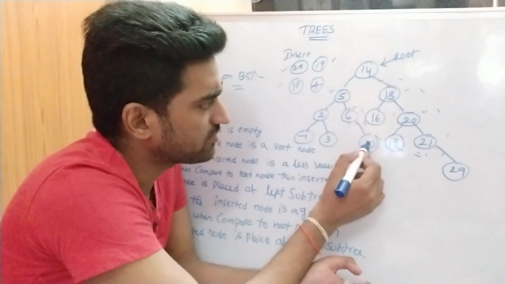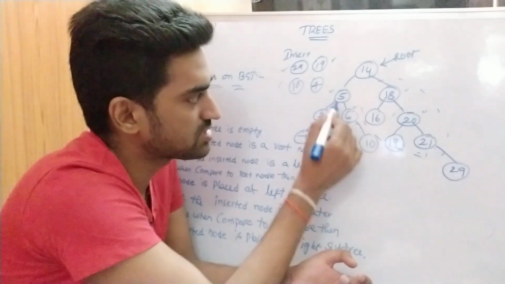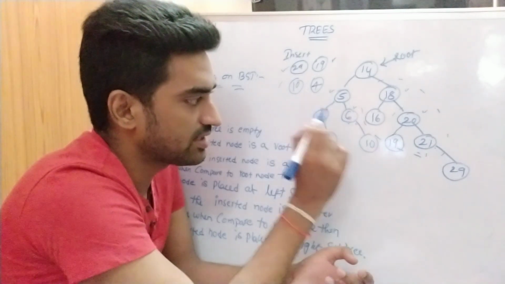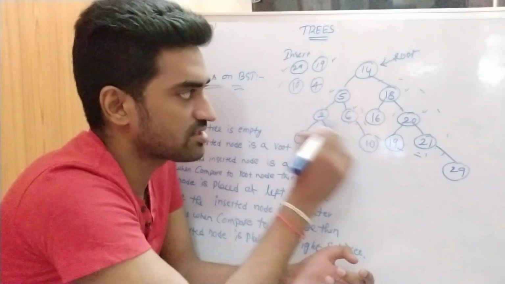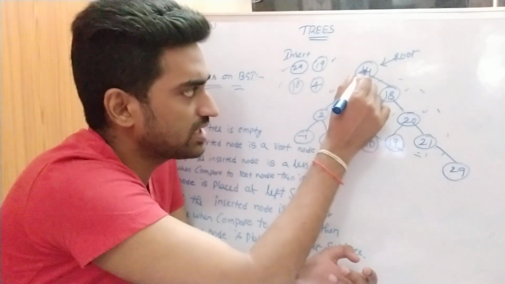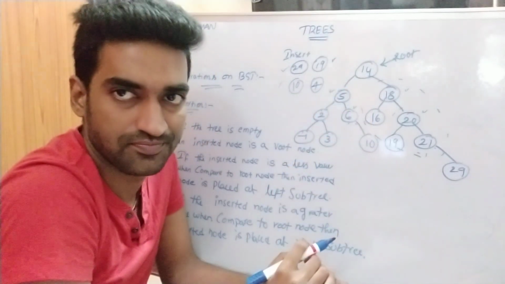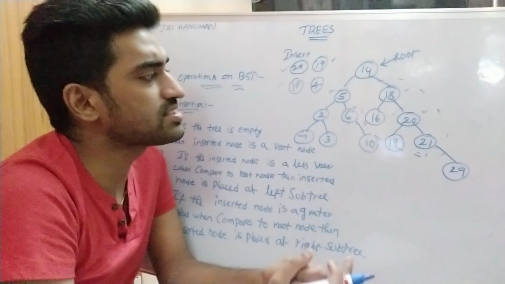right? So here when compared to 6, this is greater, rightmost position. When compared to 5, this is greater. That's why we can place it at the rightmost position of this subtree, right? When compared to 14, this is less value. So that's why we can place it in the left subtree. Fine. So then what is the next inserted element?